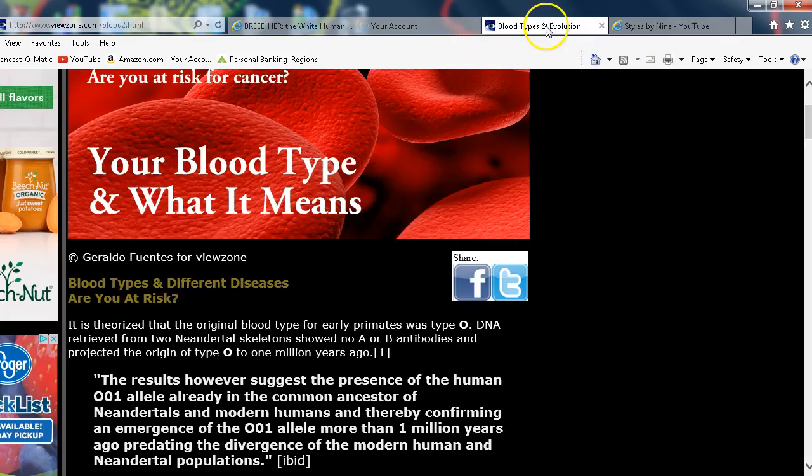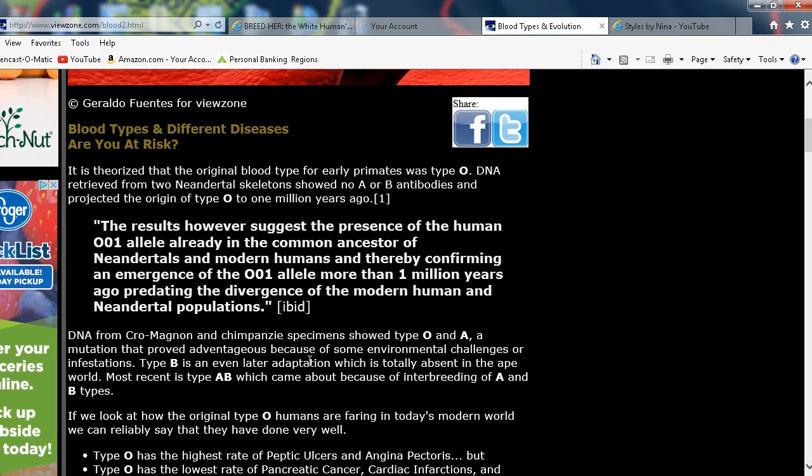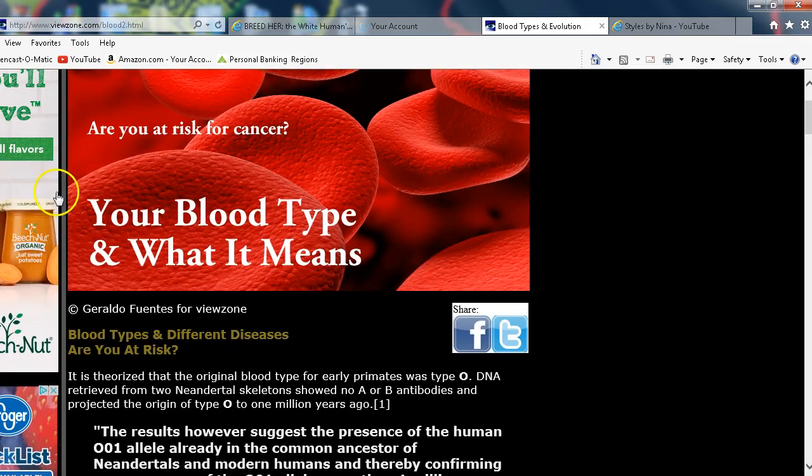And let's just check it out. It's on blood types. This is a web page. Go over and check it out for yourself.